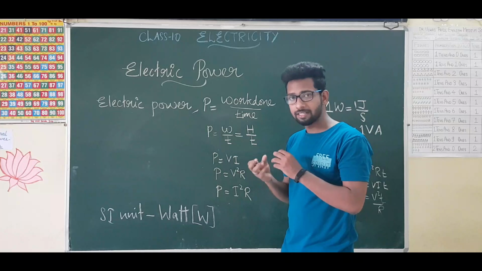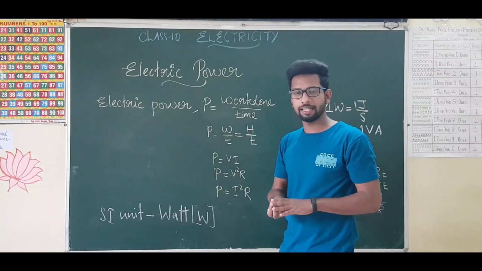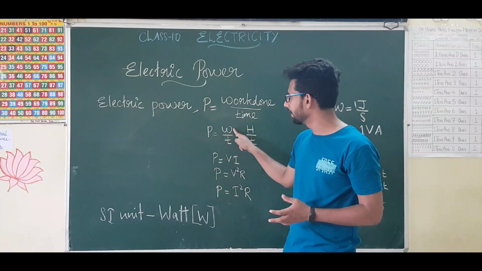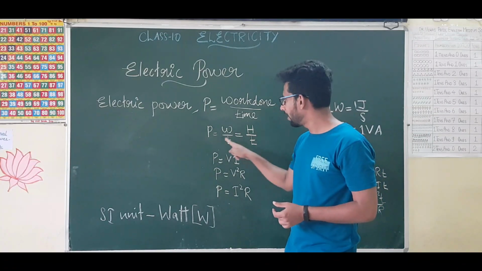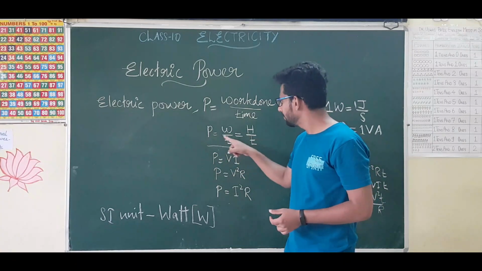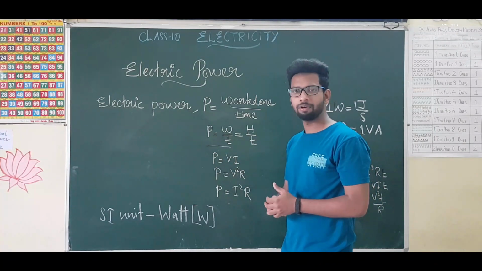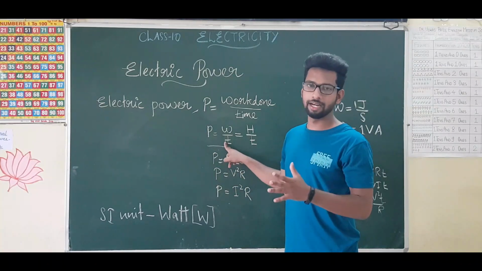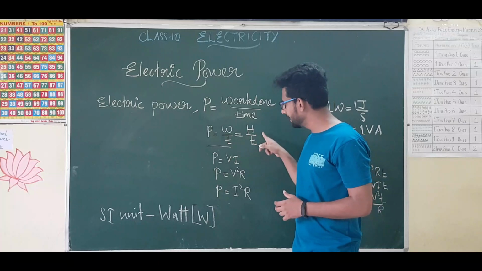In the previous cases we have studied, work done is stored as energy. What type of energy? Heat energy. So we can replace this work done with heat. This equation you have studied in the lower classes. So P equal to H by T is our new equation. P equal to W by T is the standard equation. Here the new equation is P equal to H by T.